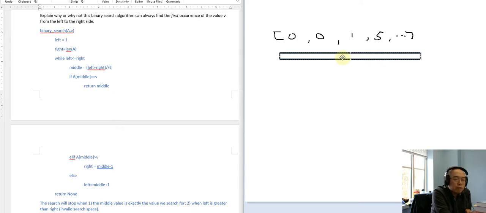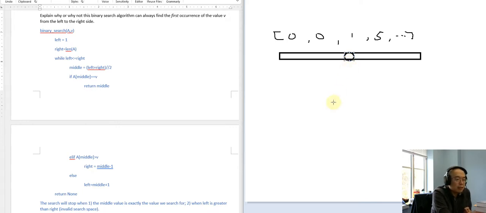Okay, so if we are searching for a certain value, we want to go to the middle. So the middle one, for example, is here. So this one is the value in the middle. And if you're lucky, the value in the middle is indeed the value we are looking for, and then we return the middle index and we finish.